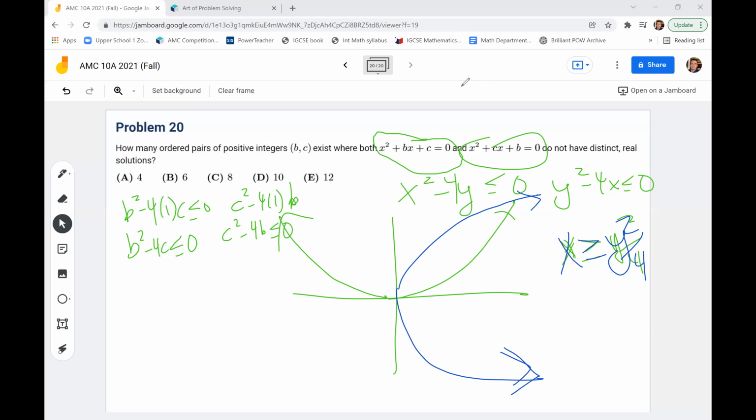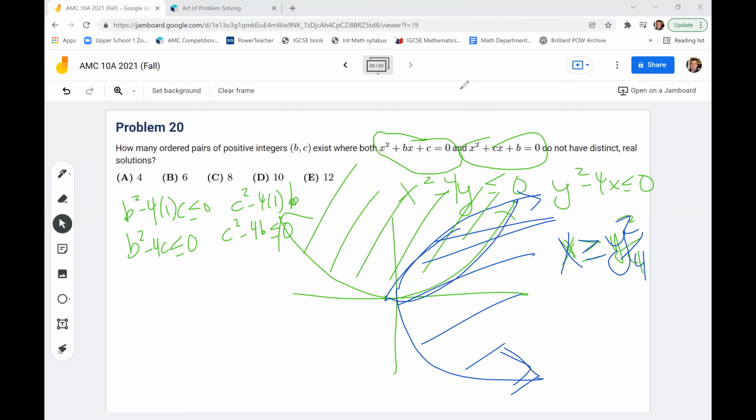Now, remember, y is greater than or equal to x squared over 4, which means I'd be shading upward. And x is greater than or equal to y squared over 4 means I'd be shading this way. So I'm looking in this shaded region for lattice points. Maybe first I want to figure out where the intersection points are. Clearly one is 0, 0, and the other is 4, 4, which already tells us that 4, 4 is one solution.